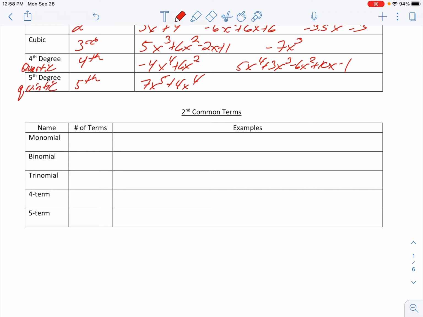Common terms now. The last name. A monomial, we have one term. Now, I don't care about the exponents right now. We're going to bring this all together in a few minutes. But we just have one term there. So that would be like a 7x squared, or like a 10x to the third, or like a 5, or like a -6x, or like a -8x to the 9th. That's a 9th degree. But who cares? They're all just one term there.